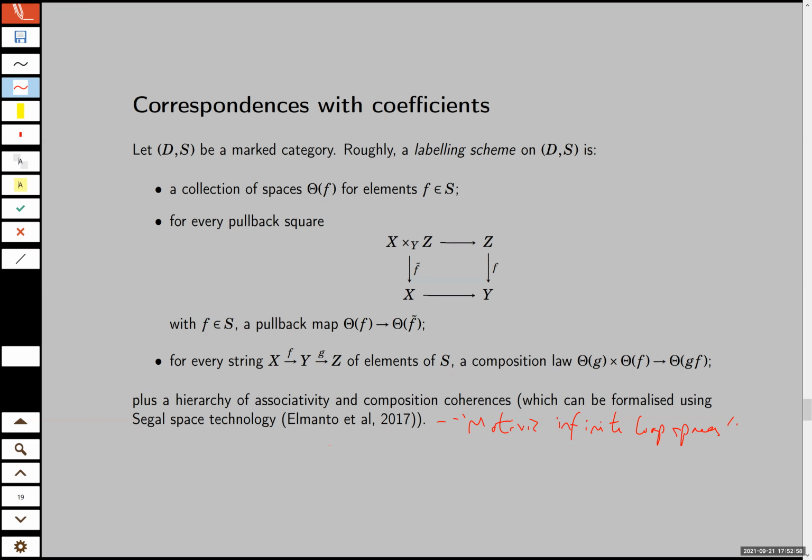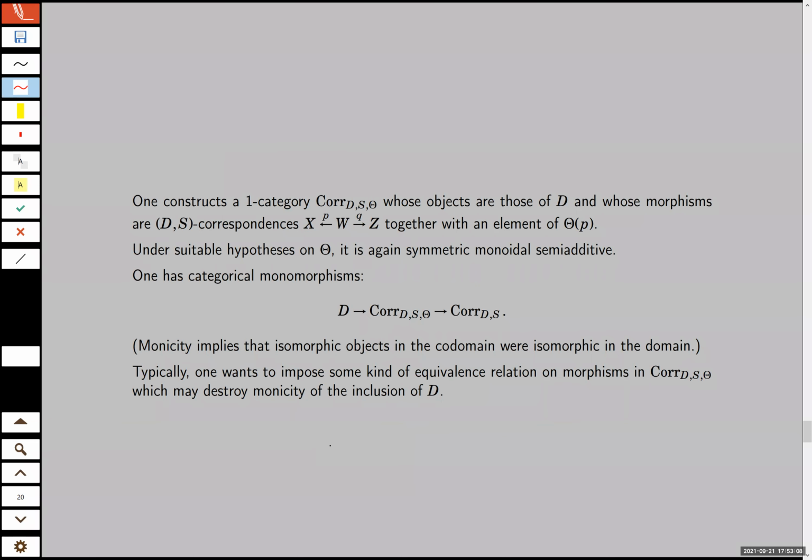So using this notion of correspondences with coefficients, and the examples of these will come in the results which I'll state below, or the conjectures which I state below, one constructs a correspondence category whose objects are those of D and whose maps are correspondences labeled with one of these elements of this labeling scheme. So you get a lot of the same categorical properties that you get for ordinary correspondences. Just to remind everybody, this implicit infinity convention means that of course I mean infinity one category.